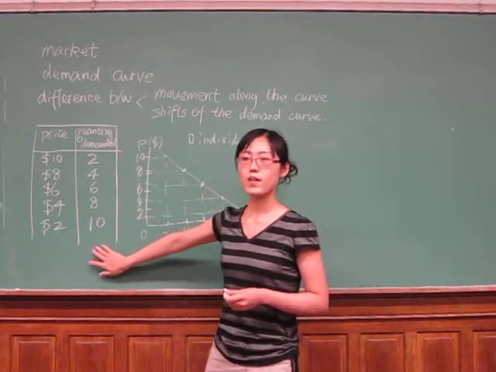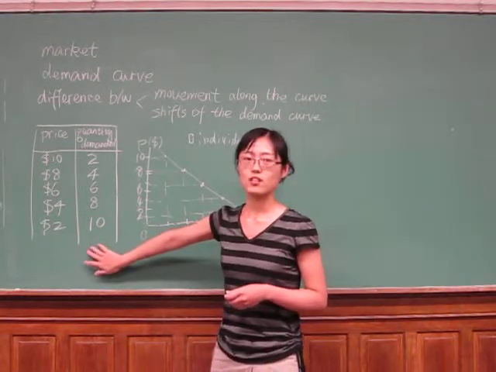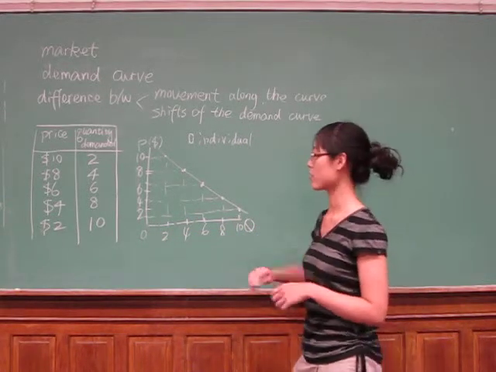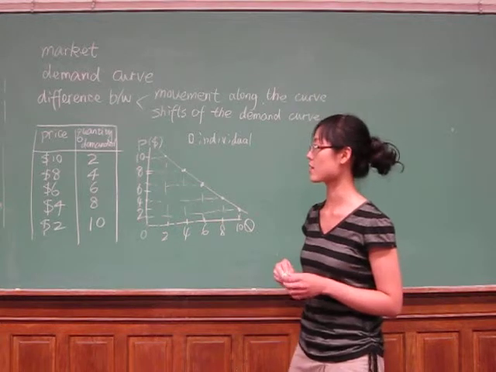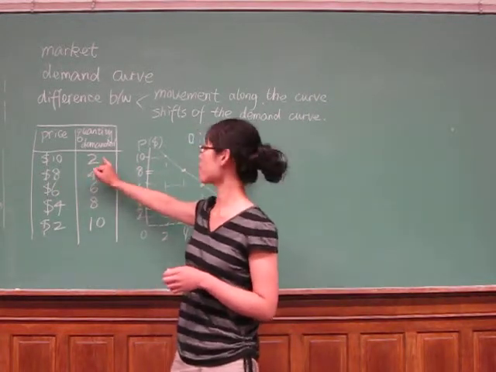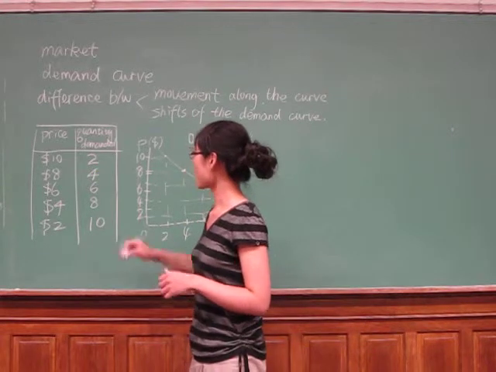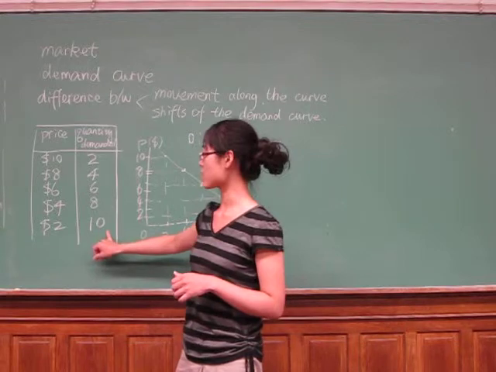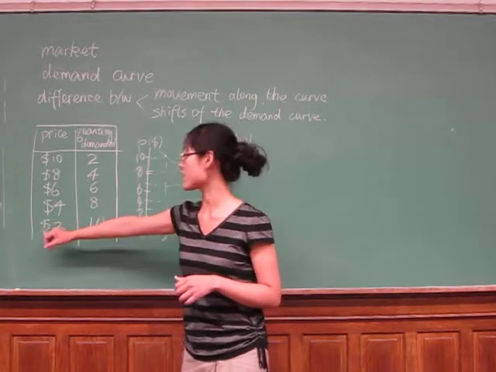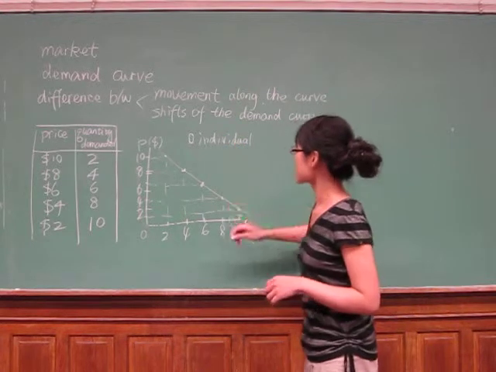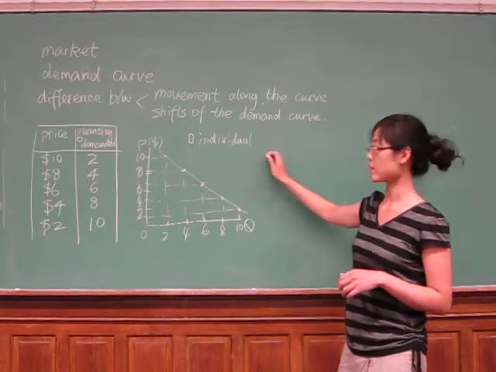This is a demand schedule, which is a table. This is a demand curve, which is a graph. They both show the same thing, the relationship between the price and quantity demanded, and how many cups of coffee that a person wants to buy at different prices. So this is the individual demand curve.